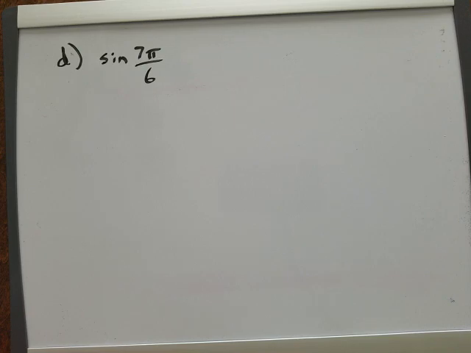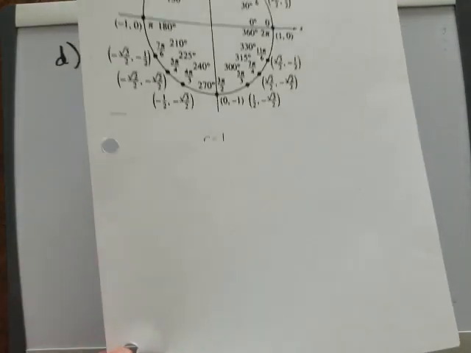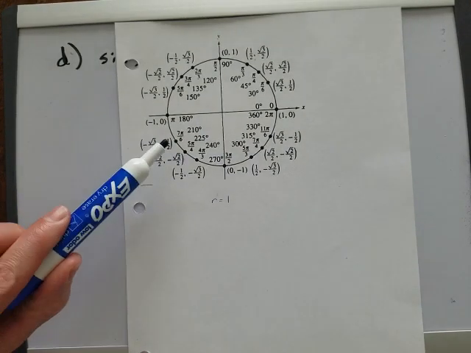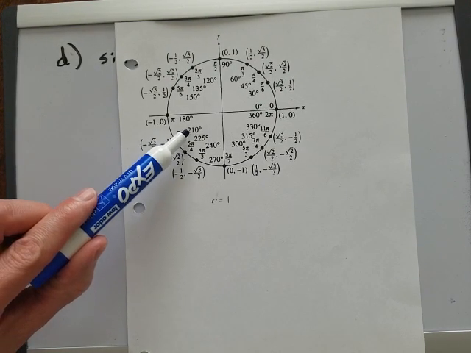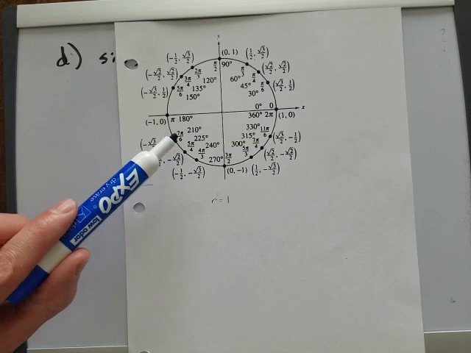If you guys lap around in the unit circle, let's first of all find, where is 7 pi over 6? Now here's what I think you should always do. Look at what the degree version is as well. It's 210.